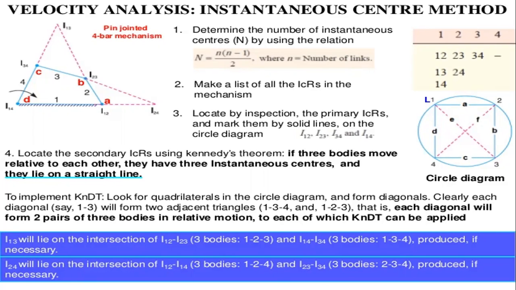So locate by inspection the primary ICRs and mark them, and next, locate the secondary instantaneous centers by using Kennedy's theorem. If three bodies move relative to each other, they have three instantaneous centers and they lie on a straight line. So these lie on the straight line.